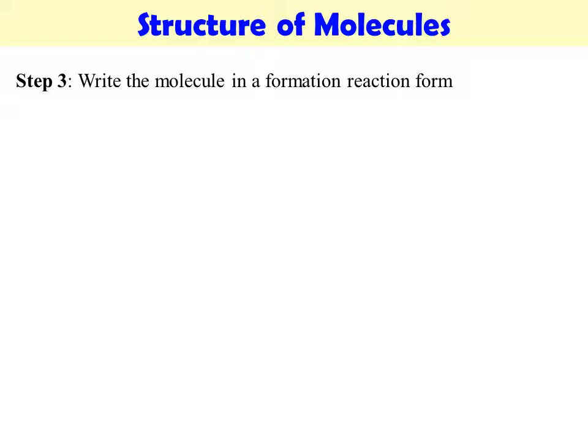Write the molecule in a formation reaction form. What is this formation reaction form? As shown, Na plus Cl gives NaCl. So we will write the molecule in a formation reaction form. Our target is NaCl, but we will write it as if Na plus Cl giving NaCl, the same way it's written in the formula, nothing else.